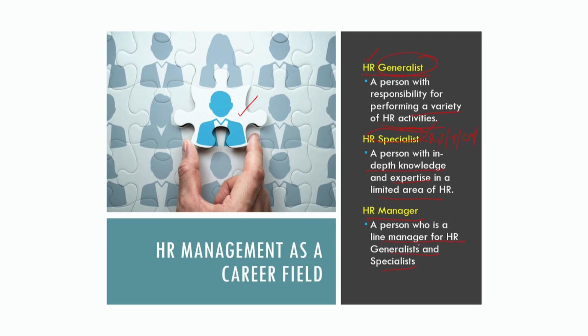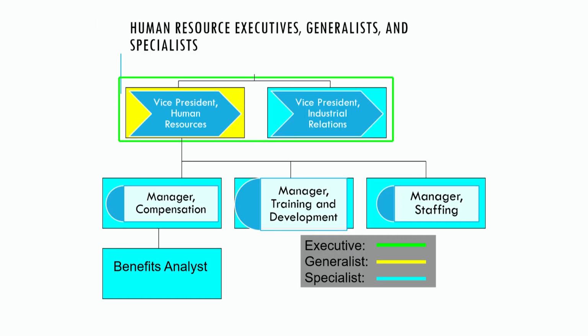If you remember, I gave you this line and staff definition in the previous session. So the HR manager stands here in the line function, while the specialist can be an HR specialist in recruitment, an HR specialist in selection, etc. So I hope you have understood what all careers you can think of. You can think of becoming a generalist, you can think of becoming a specialist, and tomorrow you can raise yourself up higher in the ladder as HR manager.